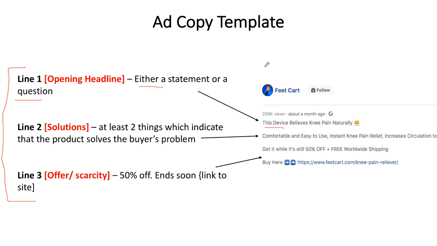As you can see, this example ad here, which has got 250,000 views in the last month, so it's doing pretty well. Their opening or line 1 of their ad copy, they clearly state what the product is and how it solves a problem for their target audience. So they've put, this device relieves knee pain naturally, and they've also used the word naturally, which I like because it shows that anybody can use this device, it's safe and so forth.